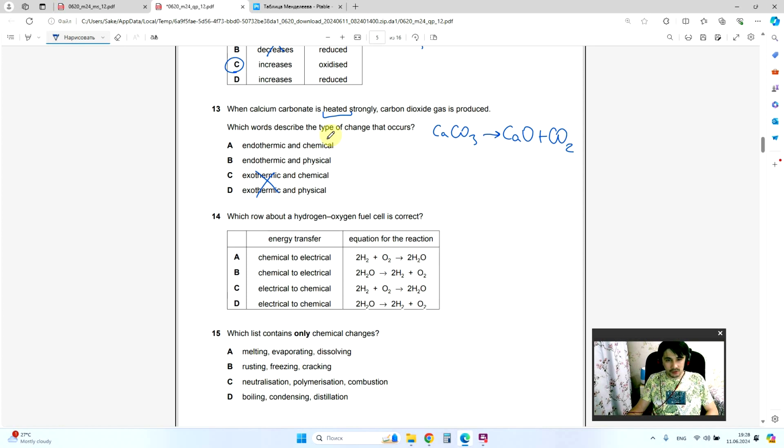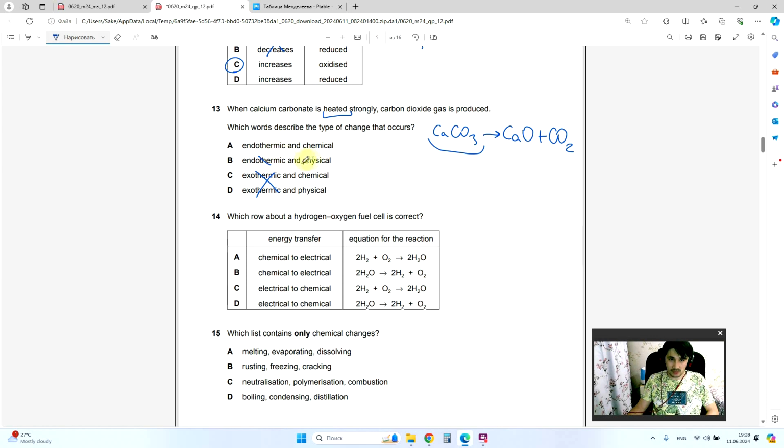And what type of change is it? Is it a physical change or a chemical change? What's the difference between chemical and physical changes? The difference is that during physical changes, only the state is changing, so something boiling or freezing or condensing, but during a chemical change, the composition changes. So calcium carbonate turns into calcium oxide. So the name says it itself, it's a chemical change.